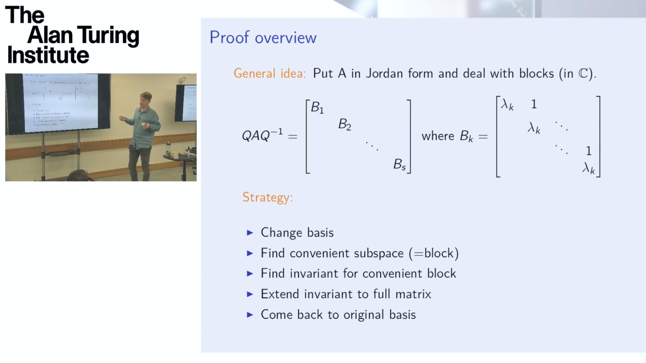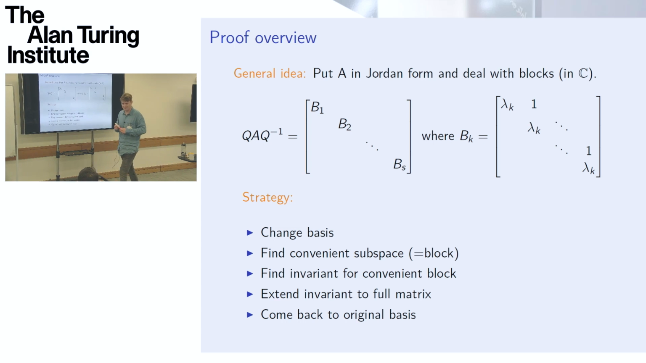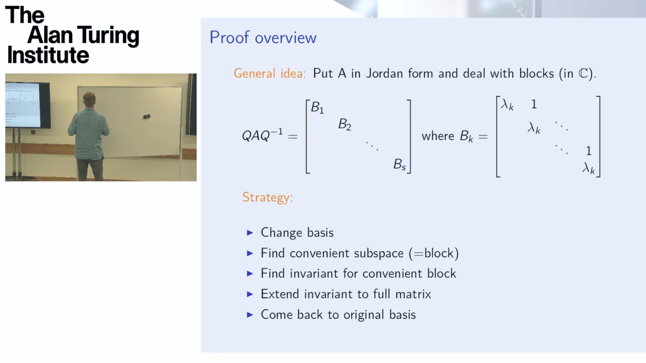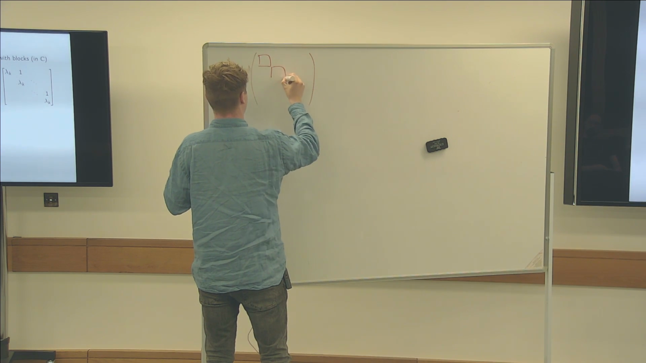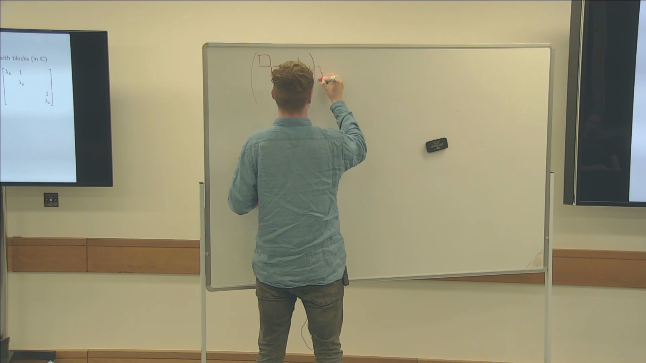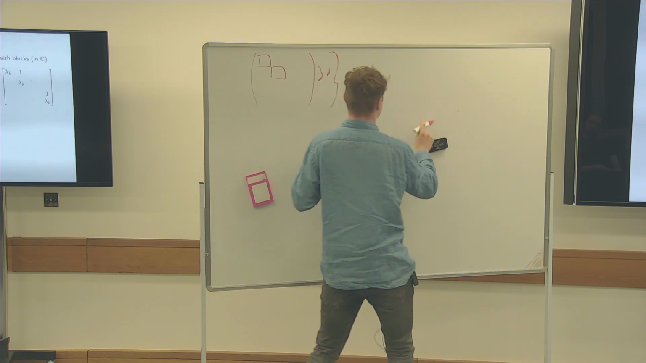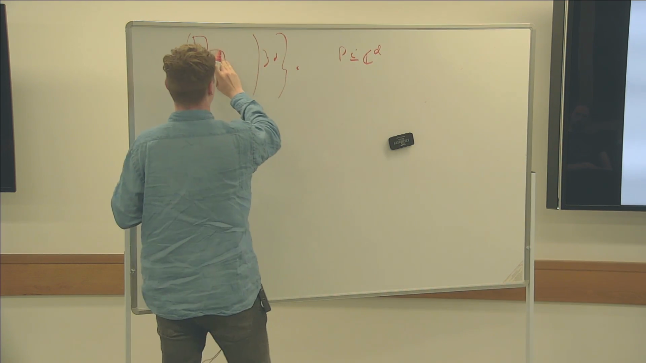the whole matrix by just saying, yeah, so let me write this on the board maybe. Okay. So let's say my matrix is a block matrix. And let's say I have an invariant for one block. So this is a block of dimension, let's say D, and this whole is of dimension S. Let's say I have a P in C to the D. That's invariant for this block.